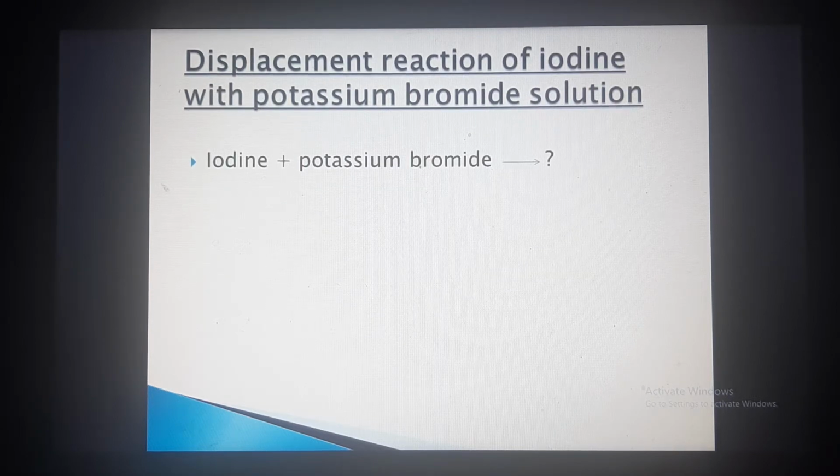In the same way, iodine plus potassium bromide. And here think about the reactivity of iodine and bromine. We know iodine is less reactive than bromine. So there is no reaction also.